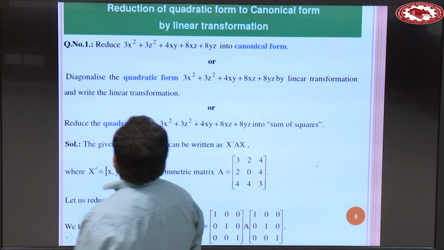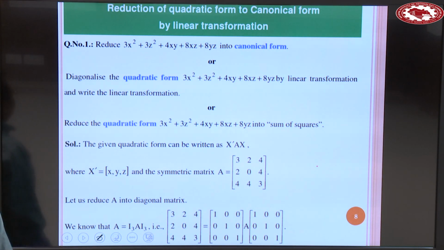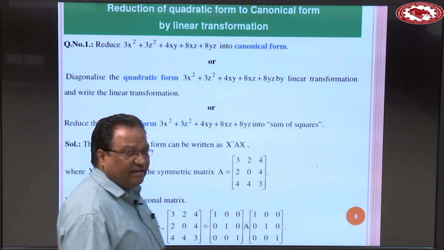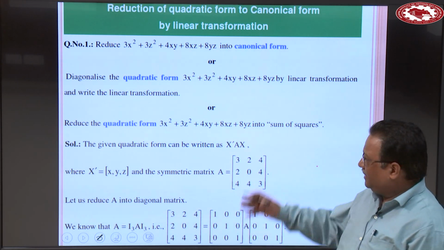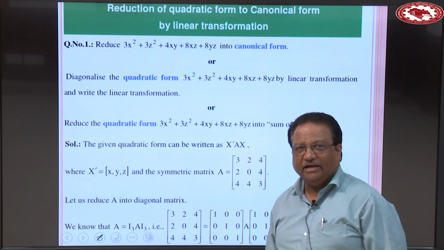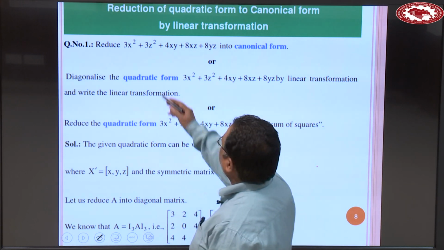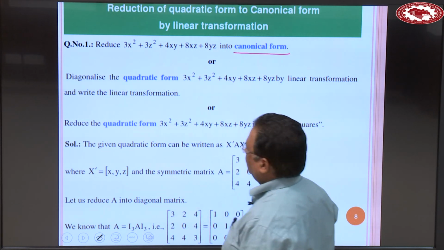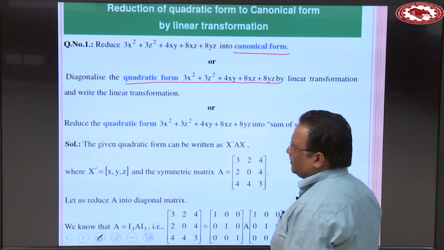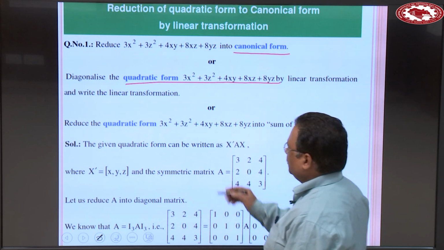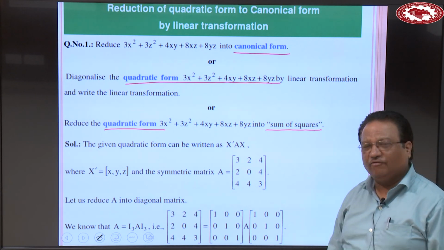One more question. Reduction of quadratic form to canonical form by linear transformation. By linear transformation. Now with the help of a linear transformation, you have to make this canonical form. Clear? Now how do we do that? So reduce this quadratic form to canonical form and diagonalize this quadratic form by a linear transformation, and write the linear transformation and reduce the quadratic form to the sum of squares, that means canonical form.